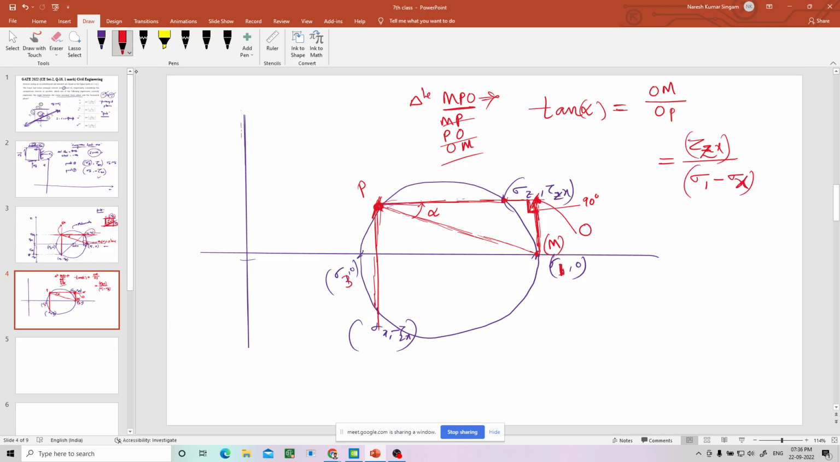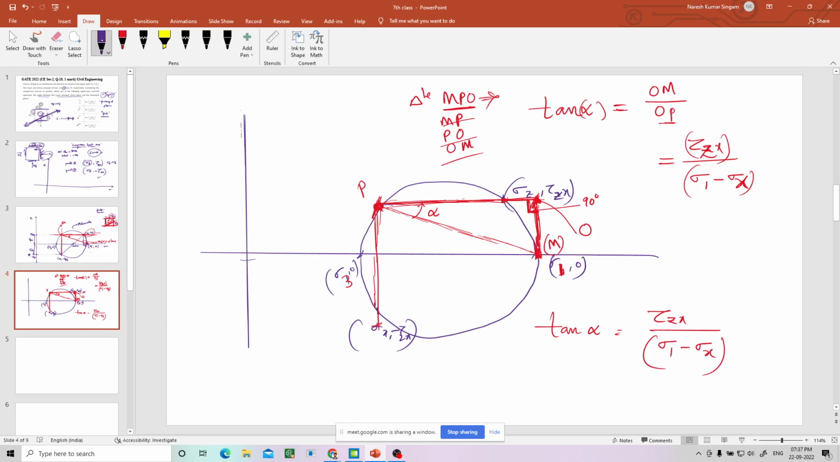See, I want this OP from here to here. If you see, this is sigma 1 vertically down and this one is sigma x. So if you deduct sigma x from sigma 1, you will get this. So I am just doing that here. I am rewriting again, tan alpha equal to tau zx by sigma 1 minus sigma x.